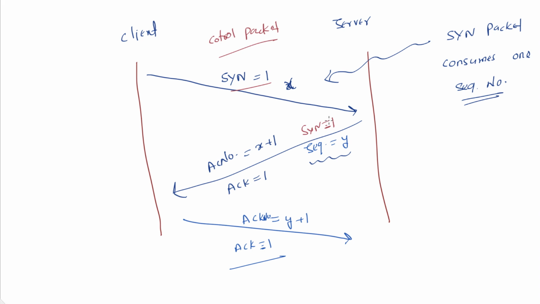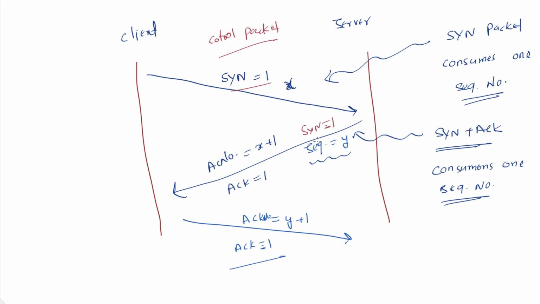So it will say that okay, let me consume 1 sequence number. So the next sequence number that client will accept is Y plus 1. So this is SYN plus ACK packet. SYN plus ACK consumes 1 sequence number. Why? Because it also has to be acknowledged, right? It also has to be acknowledged, that's why it consumes 1 sequence number.